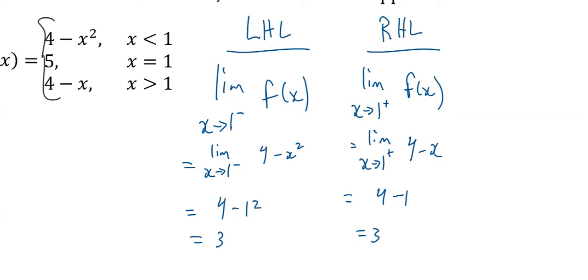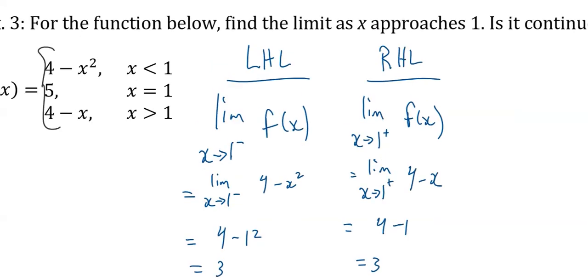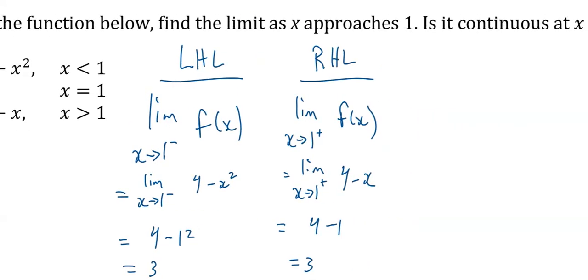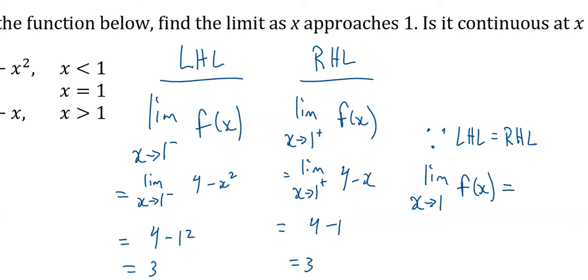So what can I conclude now? What do I stop and conclude? Daniel. Very nice. The limit. So remember, this is what it said. Find the limit as x approaches 1. Since the left-hand limit equals the right-hand limit, the limit as x approaches 1 overall of f at x equals 3.